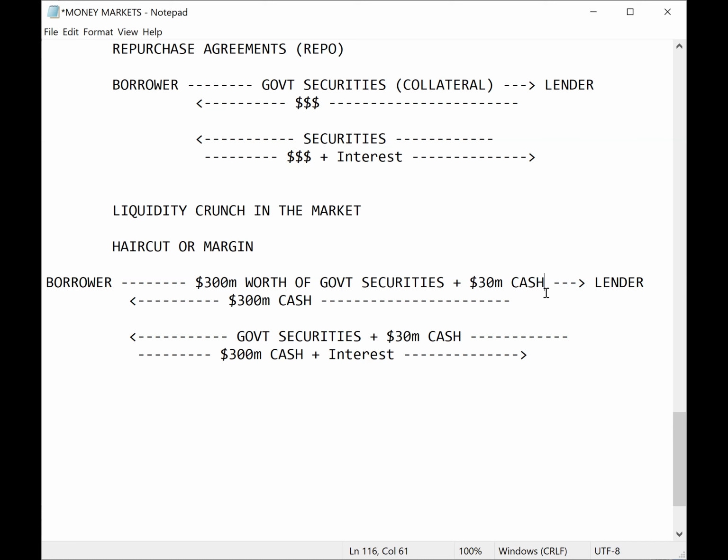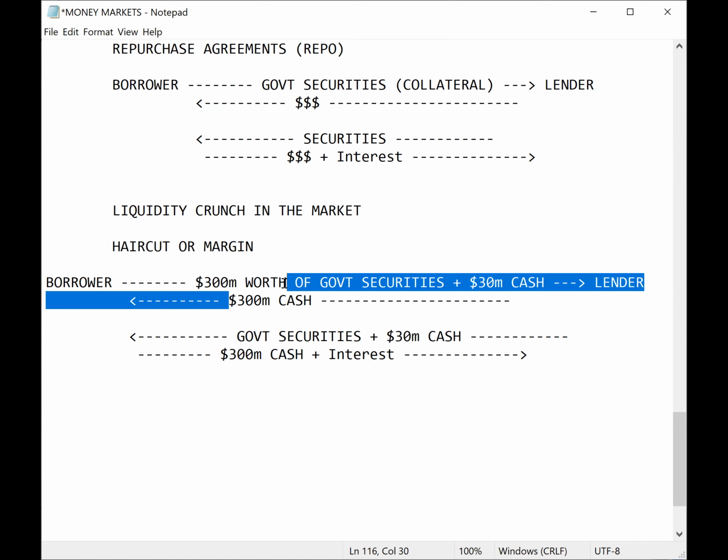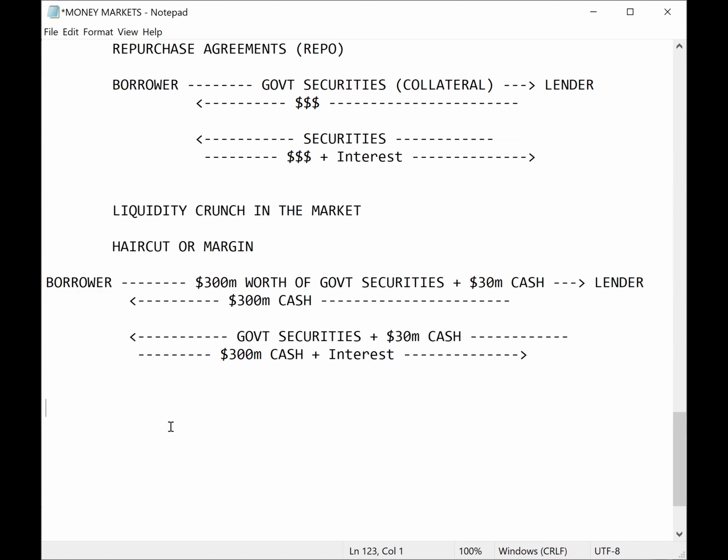Okay, so basically, if you think from the borrower perspective, they have to give 300 million worth of securities to get $270 million in cash, right? Are we clear, guys? This is known as some more terms. Repo loan in this case is 300 million. The haircut or margin is 10%. Collateral is government security.